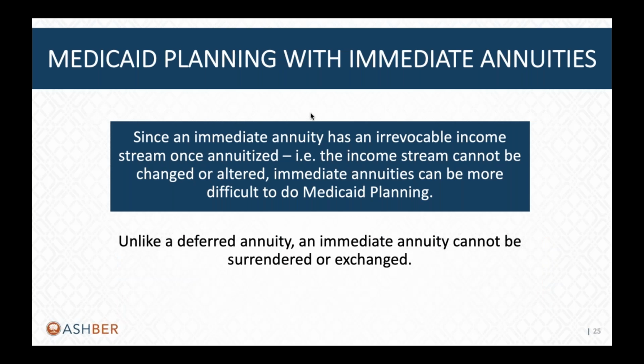Since an immediate annuity is an irrevocable income stream, once it is annuitized, it can't be changed or altered. The income stream cannot be changed or altered. So this makes immediate annuities a lot more difficult to do Medicaid planning with than deferred annuities. Unlike a deferred annuity, an immediate annuity cannot be surrendered and it cannot be exchanged.